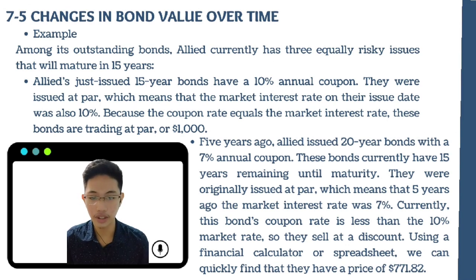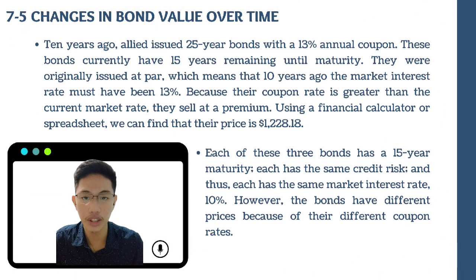Second, 5 years ago, Allied issued a 20-year bond with a 7% annual coupon. This bond currently has 15 years remaining until maturity. They were originally issued at par, which means that 5 years ago, the market interest rate was 7%. Currently, this bond's coupon is less than the 10% market rate, so they sell at a discount. Using a financial calculator or a spreadsheet, we can quickly find that they have a price of $771.82.